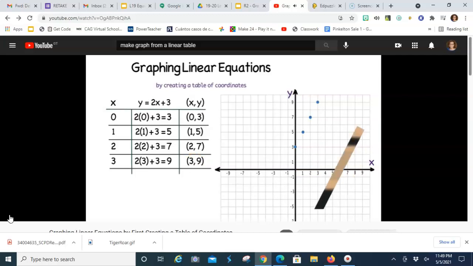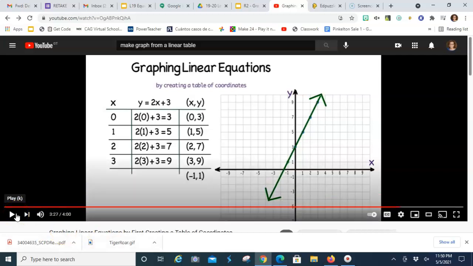So get a nice straight edge or ruler, so you get a nice neat line. And there is the graph of y equals 2x plus 3. We put arrows on the end to show that the line continues in either direction forever and ever. I could keep going with this if I wanted to. And every point that is on this line is a solution to y equals 2x plus 3, even the ones that aren't.